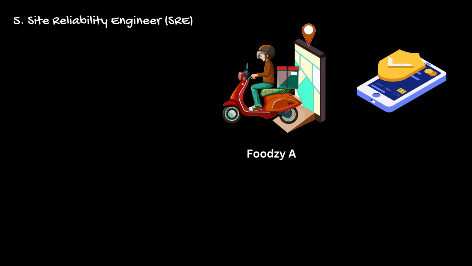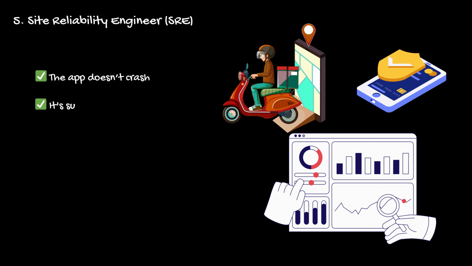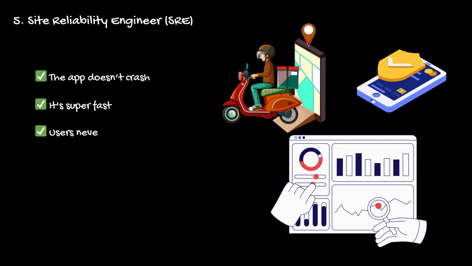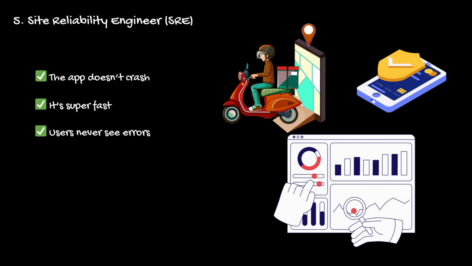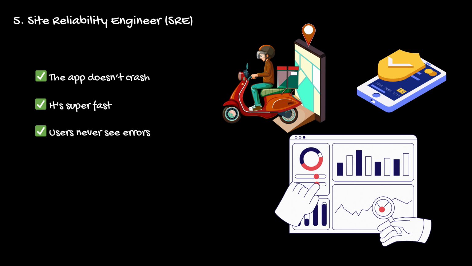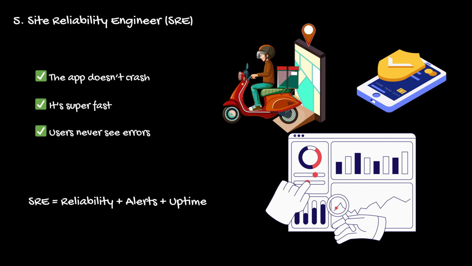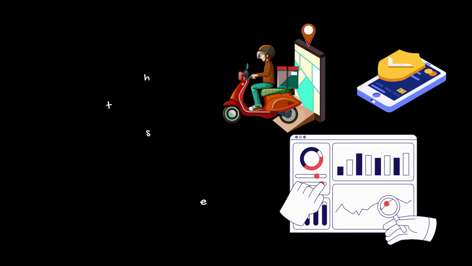And next is the site reliability engineer. And finally, the SREs, or site reliability engineers. Once Footsy goes live, these are the folks who make sure the app doesn't crash, it's super fast, and users never see any errors. They automate rollbacks, set up alerts, and manage uptimes and logs. Think of them like digital firefighters, ready to act the second something breaks.